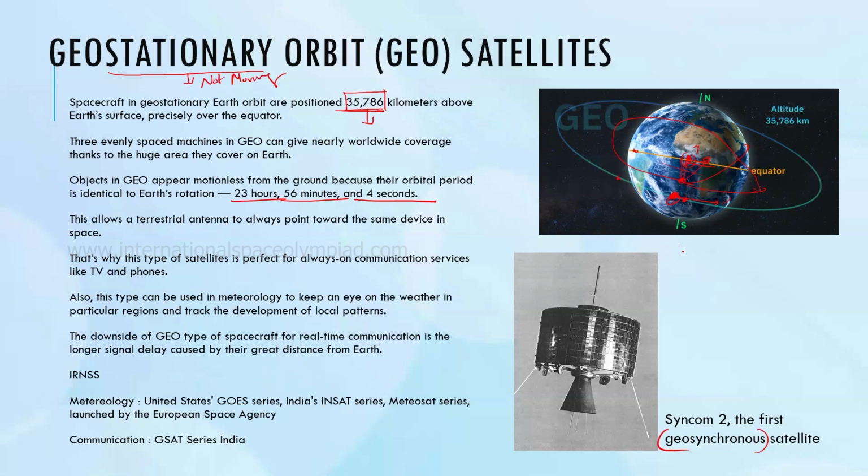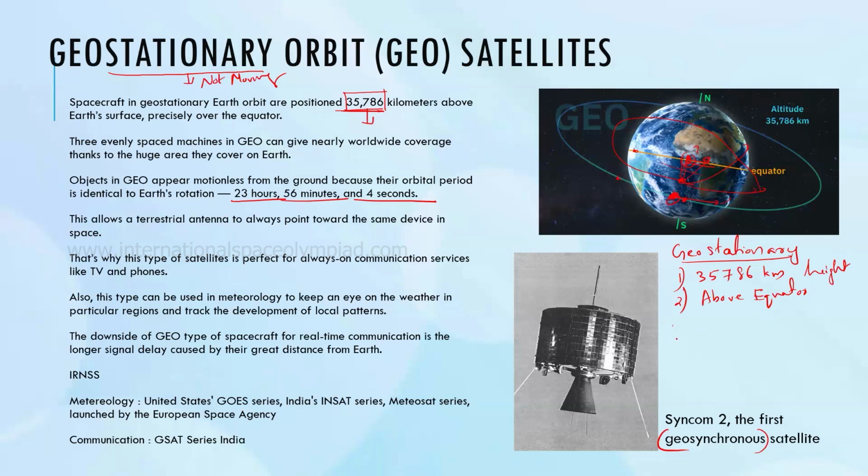So what is geostationary? As we already explained, it has two conditions. What are the two conditions? The first condition is its height, 35,786 kilometers. That is the height at which the satellite is orbiting. The second thing is where it is located: above the equator. It's not just above, it is exactly above the equator.